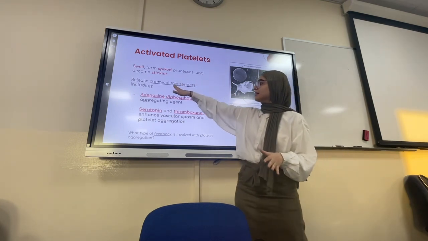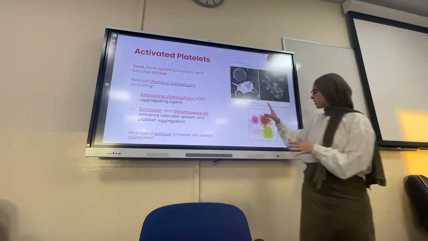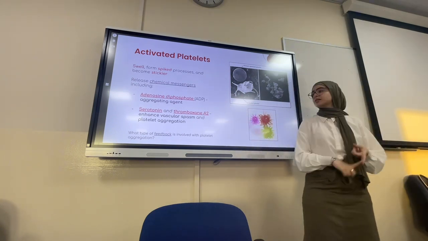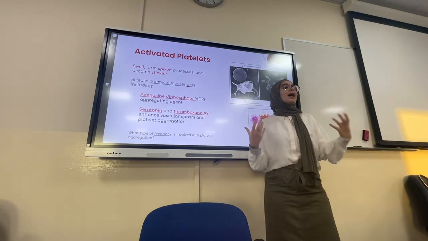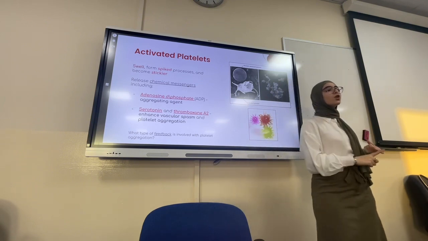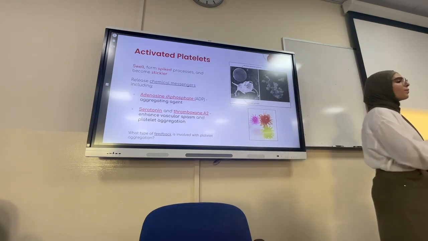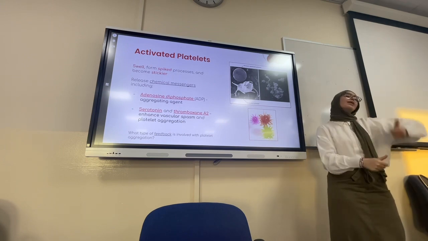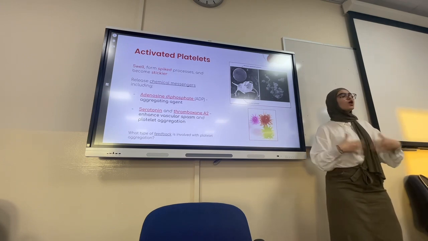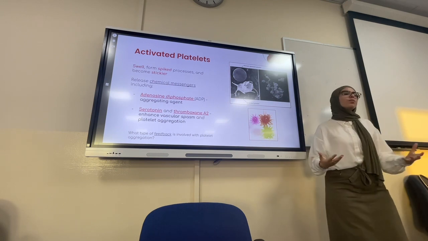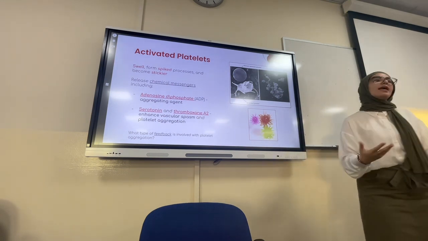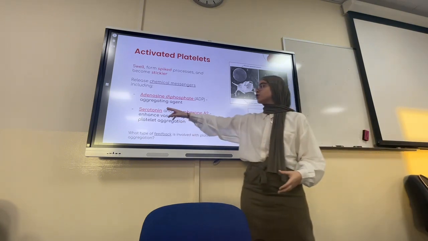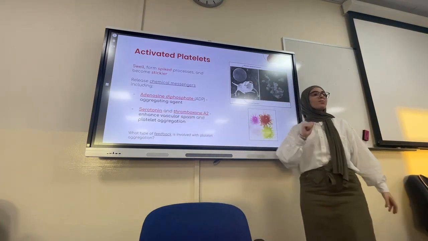Now, the release of chemical messengers that induces this change: the first thing we have is ADP, adenosine diphosphate. This is an aggregating agent, but we also have serotonin and thromboxane A2. Serotonin and thromboxane A2 do two things: they are aggregating agents, but they also enhance the vascular spasm. So if a question asks about chemicals that aid the vascular spasm, some of your options should at least contain serotonin and thromboxane A2.